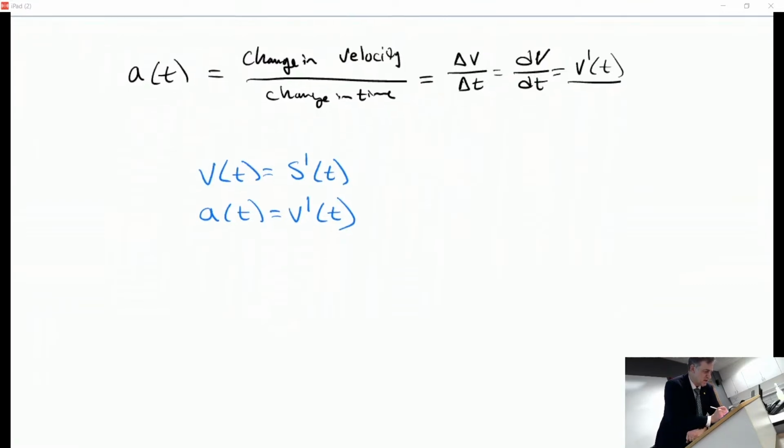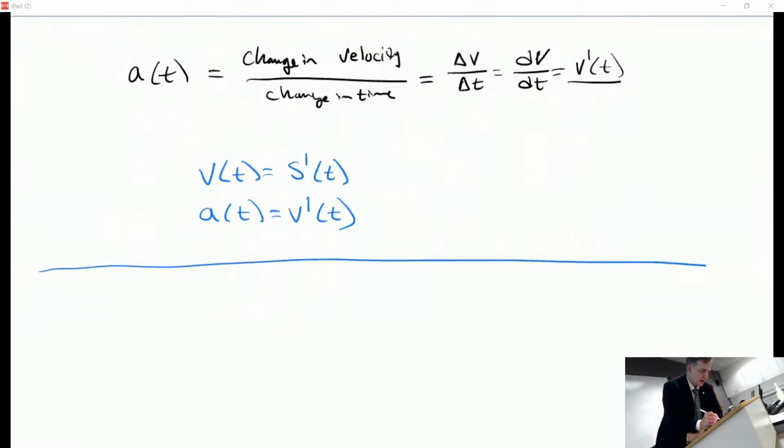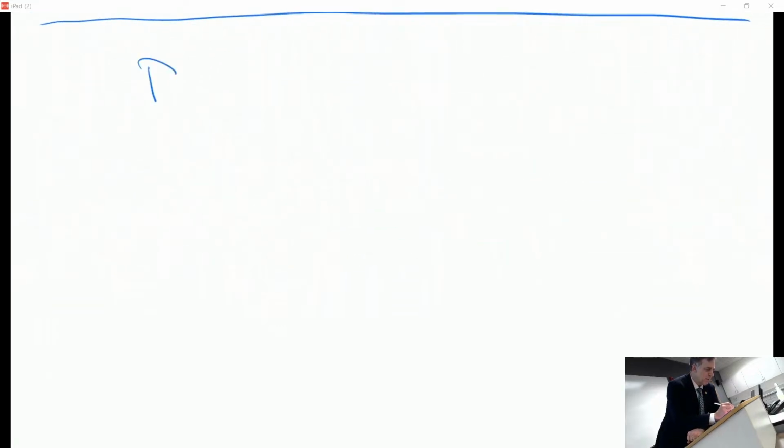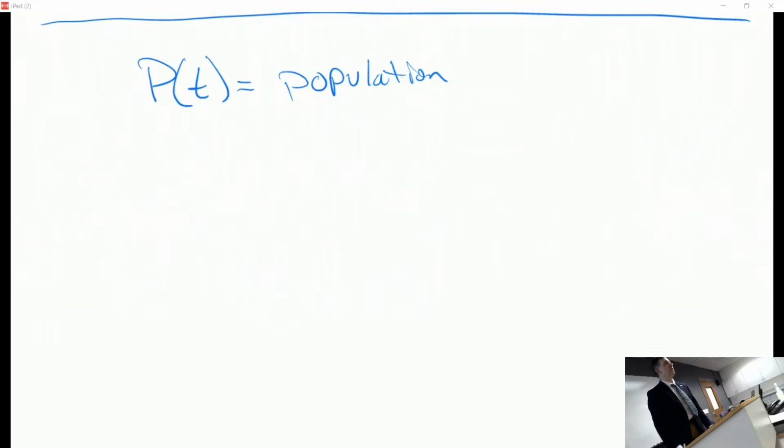So those are two rates of change. So let's talk about a population. Population P of t is equal to the size of a population at time t.